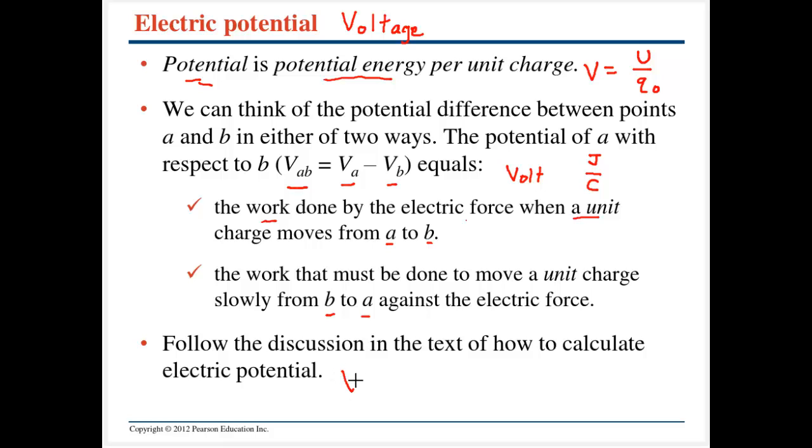Since this voltage or potential is equal to the potential energy divided by the test charge, that's simply going to be equal to the constant K multiplied by the charge that's causing the potential energy divided by the distance r.